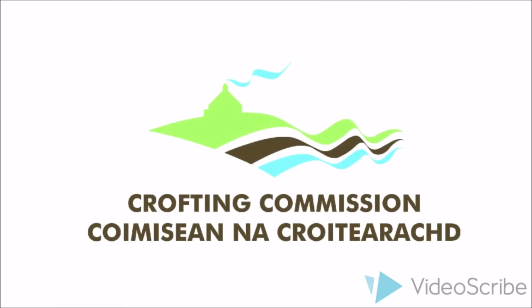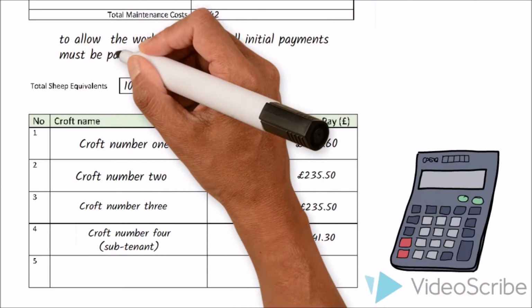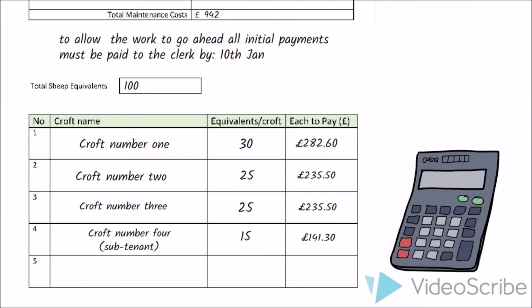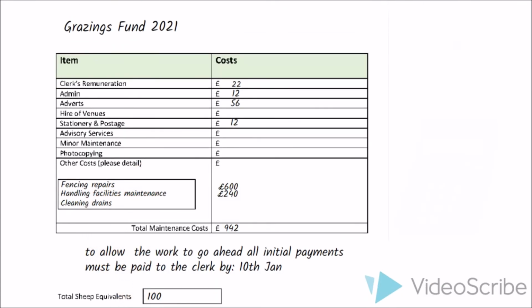Where a grazing account has insufficient funds to cover the proposed expenditure, the committee would request that each shareholder provides their share of the cost in advance. These payments should be made by a given date to allow the committee to arrange for the work to be carried out.